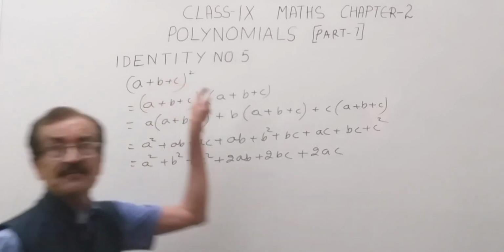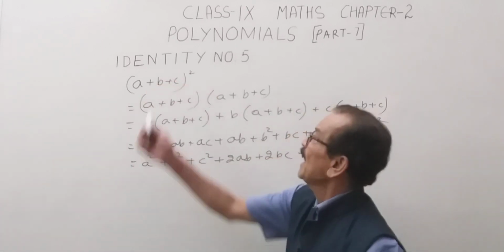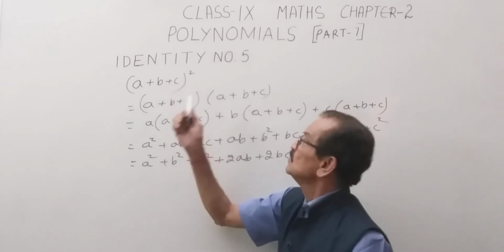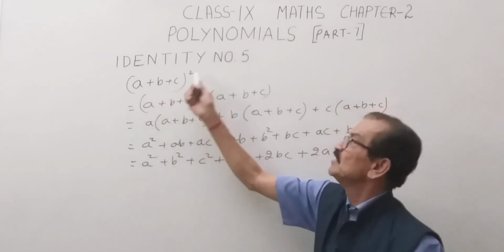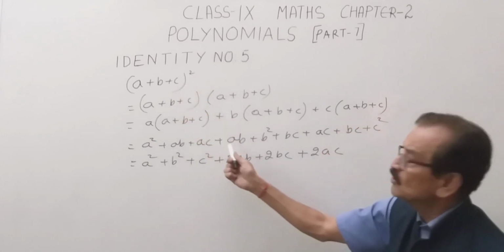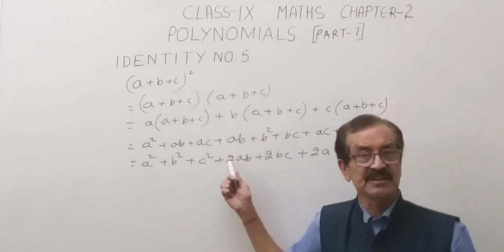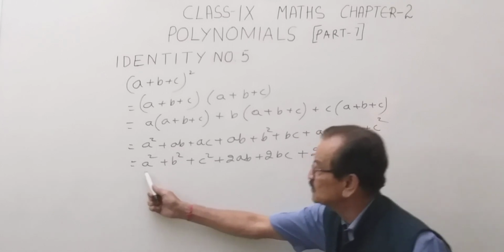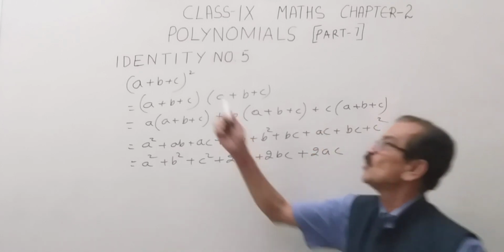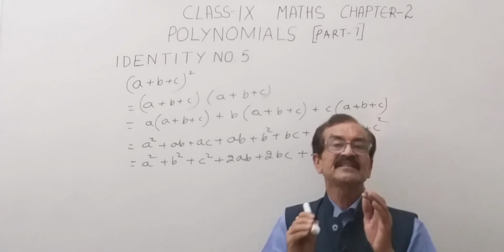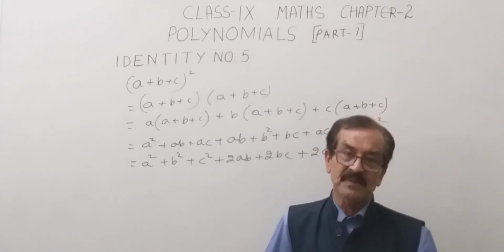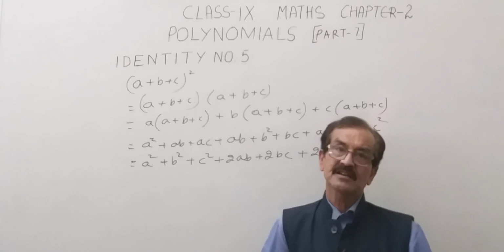Suppose I have a polynomial a plus b plus c to be multiplied with the same polynomial, that is a plus b plus c whole square. I do not have to go through all this lengthy procedure. I can simply come to this result, and this is what is called identity. The shorter way, the simpler way of multiplying or squaring a trinomial.